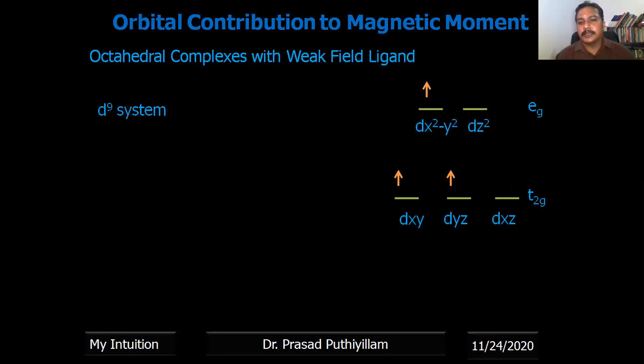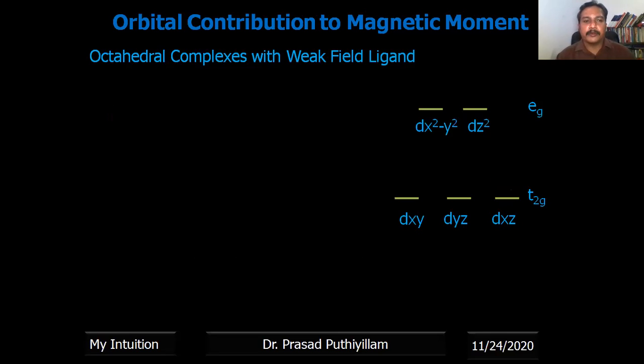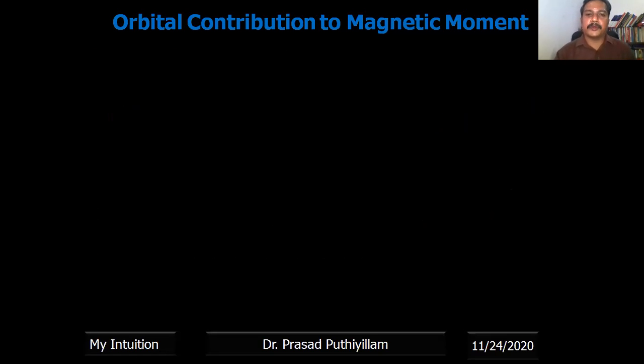D9 system also the same. Okay, that is the d9 electronic configuration, t2g6 eg3. There are no unpaired electrons in t2g, therefore it cannot contribute. D10 system also cannot contribute because all the degenerate orbitals have paired electrons, there are no unpaired electrons. t2g6 eg4, it cannot contribute.